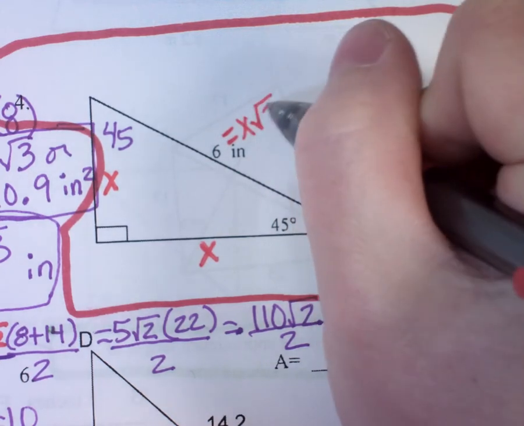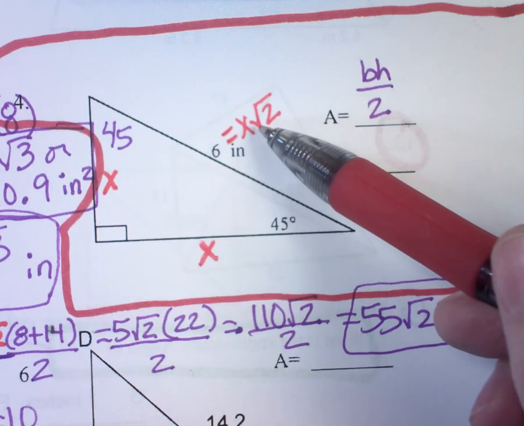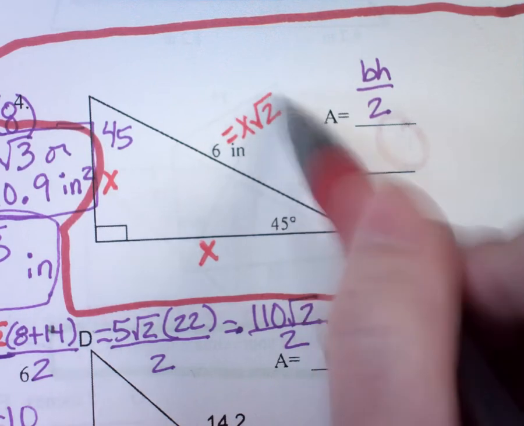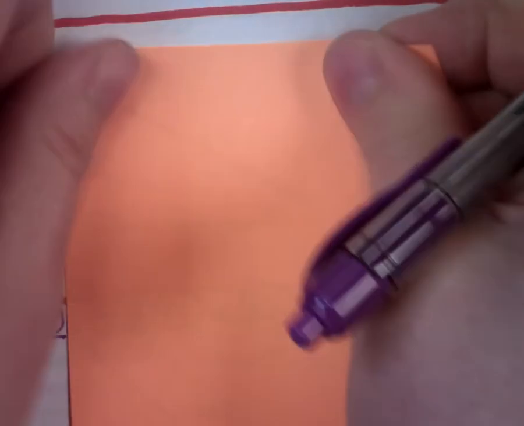I already had someone come in this morning that wrote down 6 equals square root of 2 or something like that. So it is x square root of 2, and you need to make sure you have an equals between it and the label. Okay, I'm actually going to solve this just on my little sticky, but if you guys need to put it on your paper, that's fine. So I'm going to solve that equation real quick.